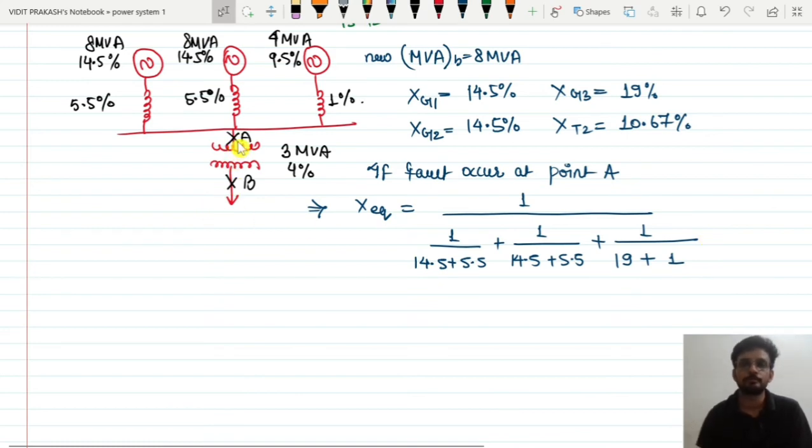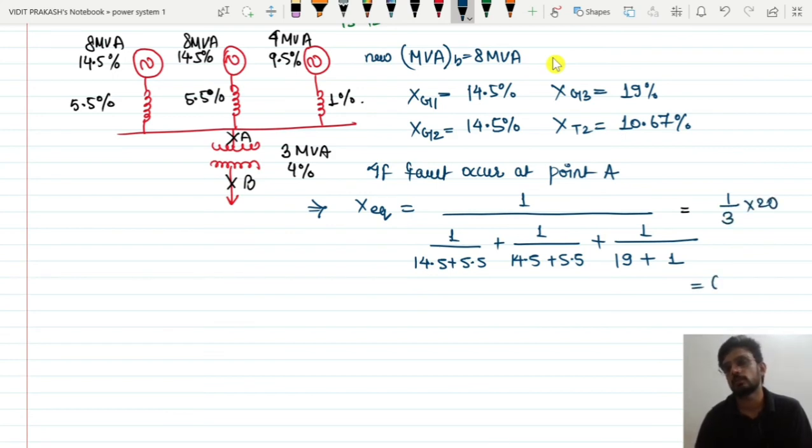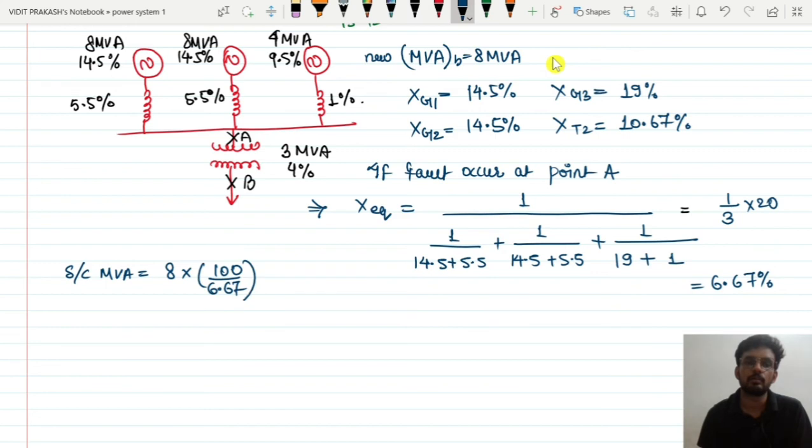Now we will get around 1 by 3 into 20. So this will give you 6.67%. So what will be the short circuit MVA? Short circuit MVA will be rated MVA, that is 8, into 100 by 6.67. Okay, so this will give you 120.12 MVA, if fault occurs at point A.